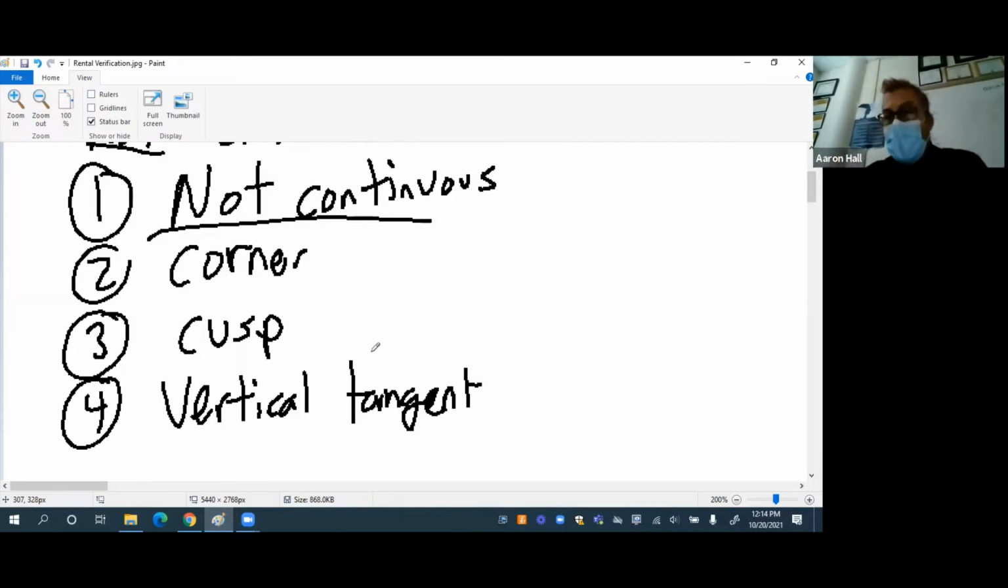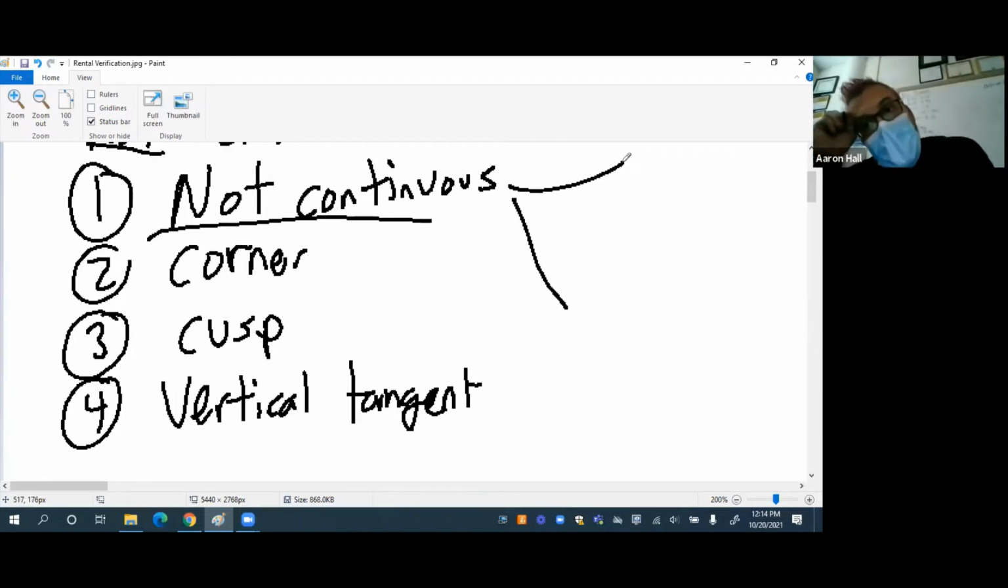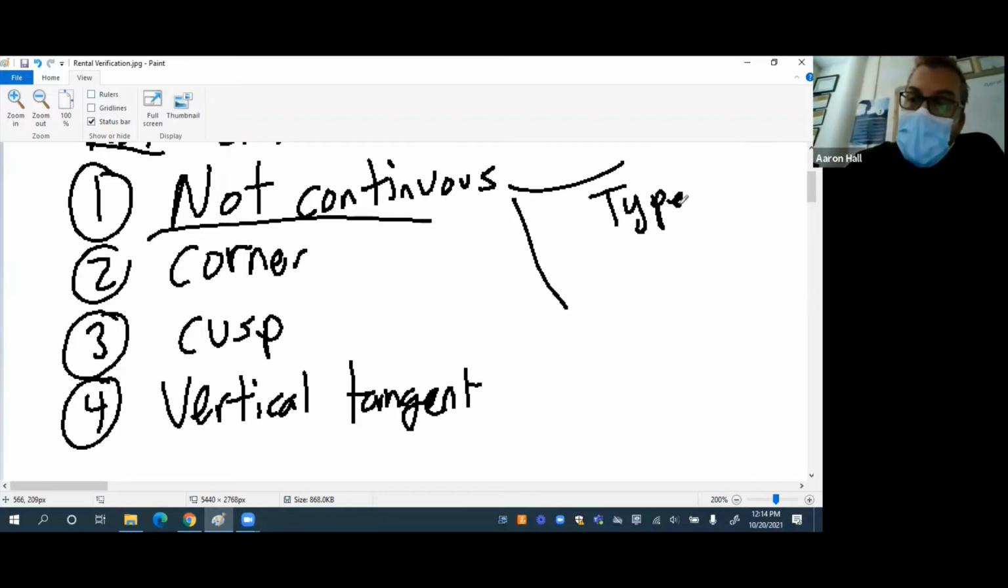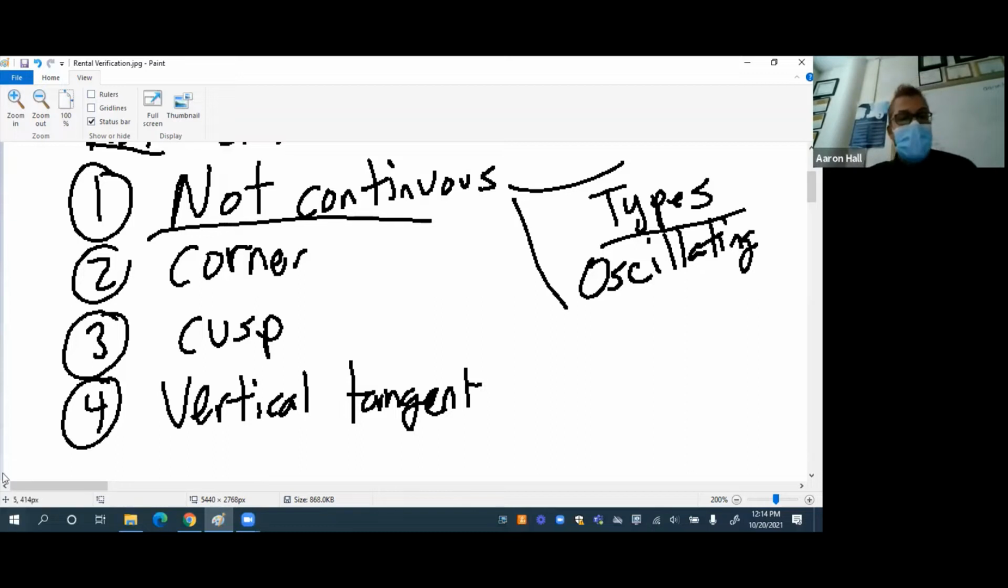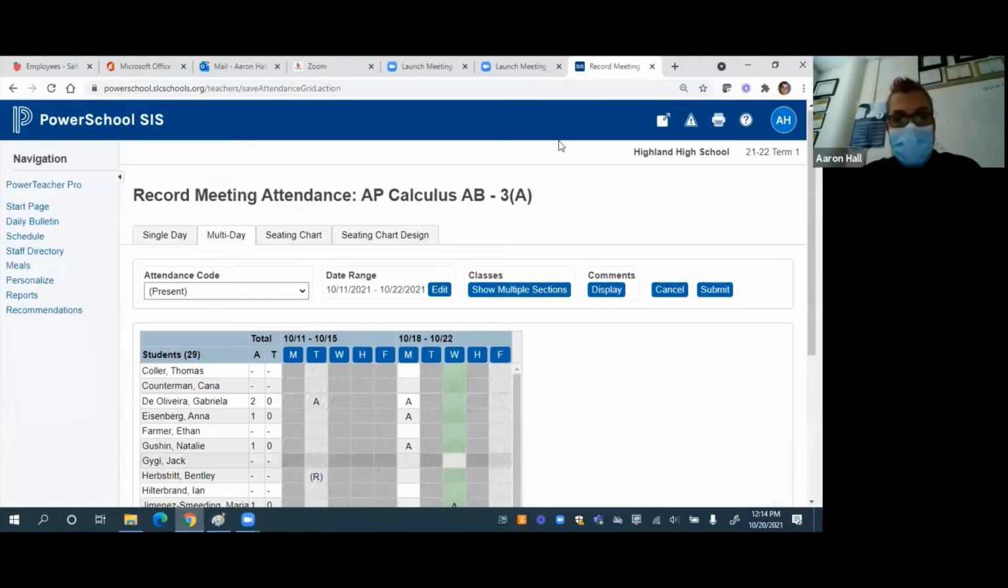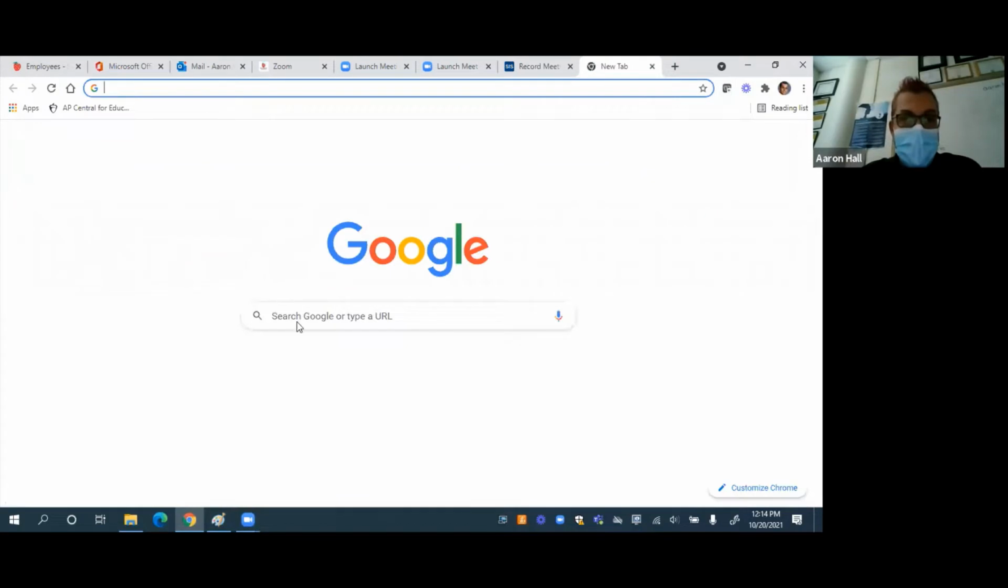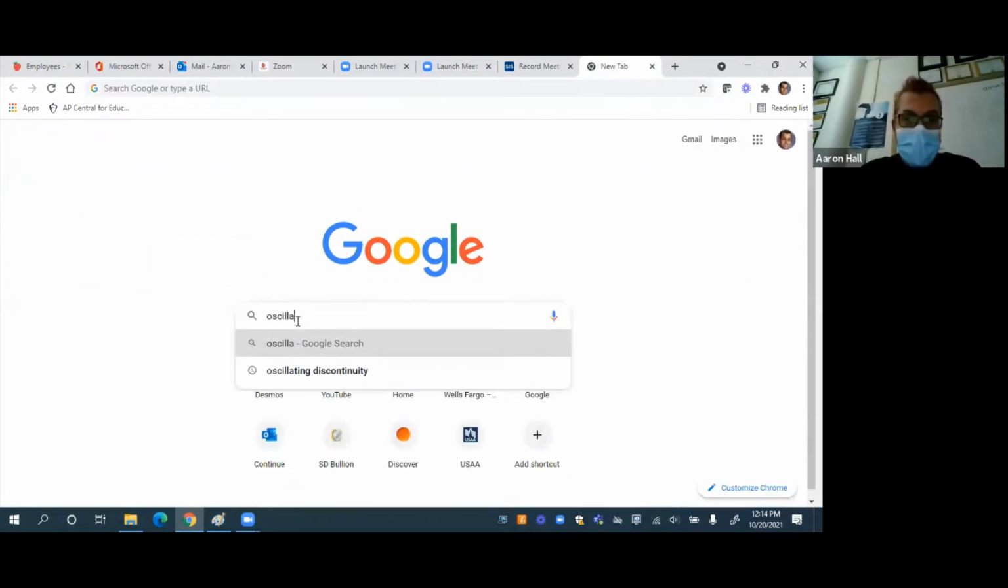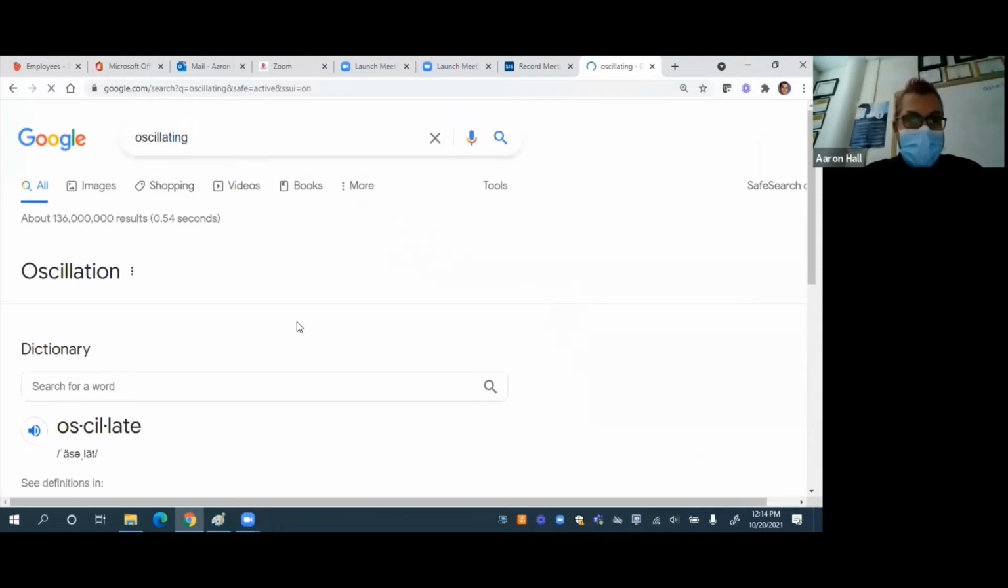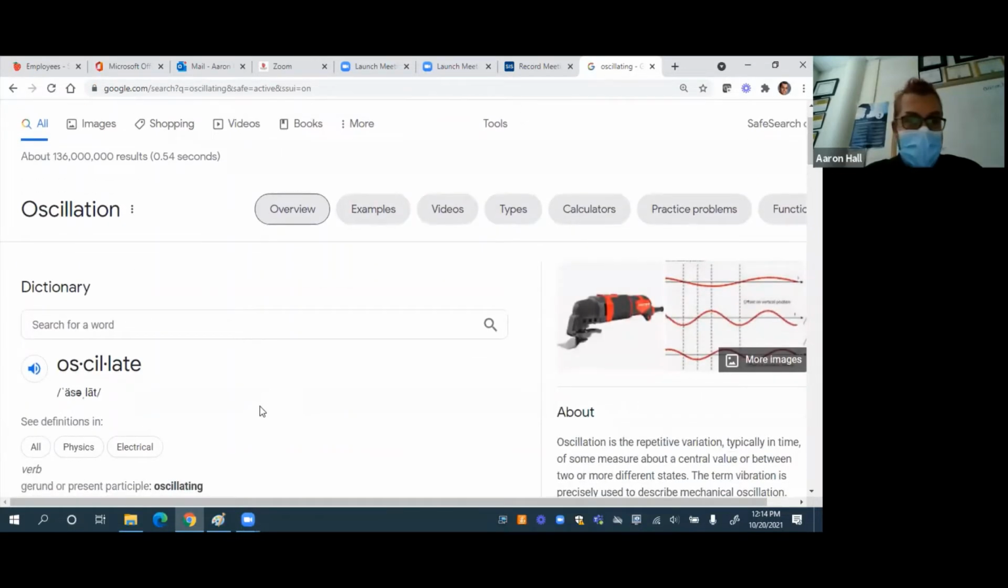opens up a whole new bag of worms, because we have 4 different types of discontinuity. What are the types of discontinuity? Okay, we have oscillating. I'm going to spell it wrong. Is that awful? Did I spell it wrong? I don't know. It's either right or wrong. Oscillating. There we go.